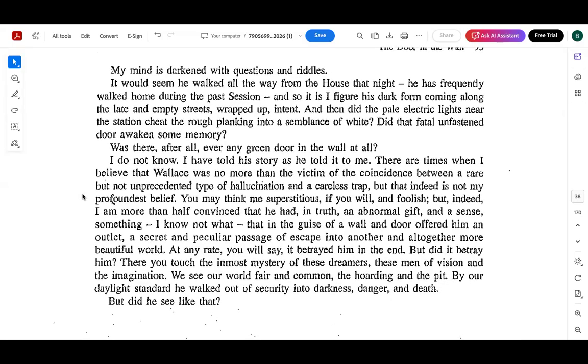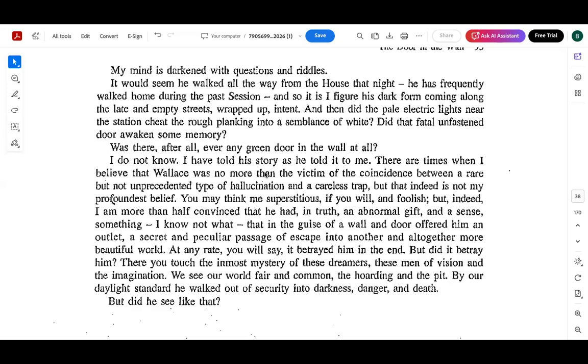So he's just wondering whether he had been to the door himself, or he literally entered the door which he had been talking about. So this riddle of his death was never resolved. "Actually, was there, after all, any green door in that wall at all? I do not know."